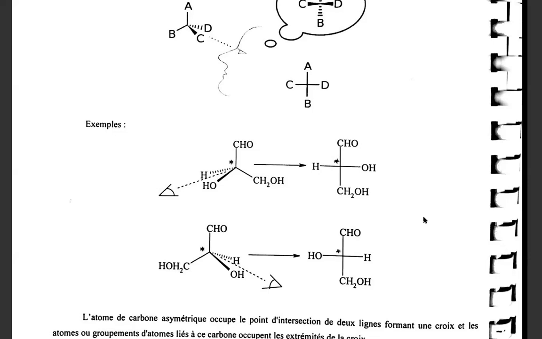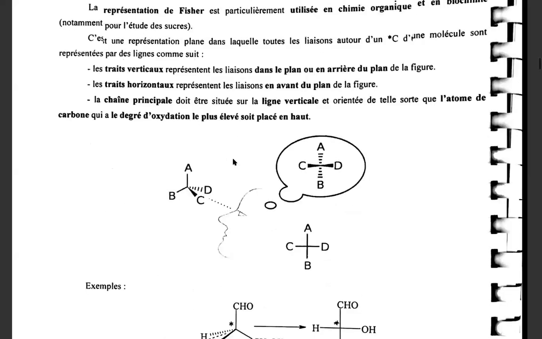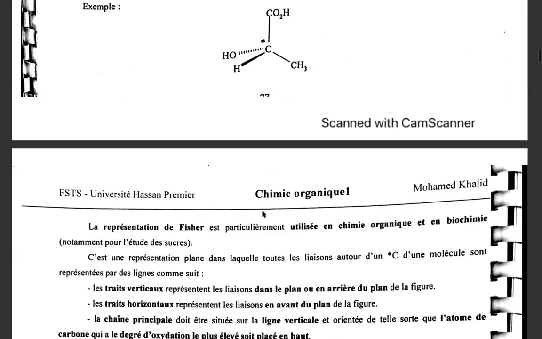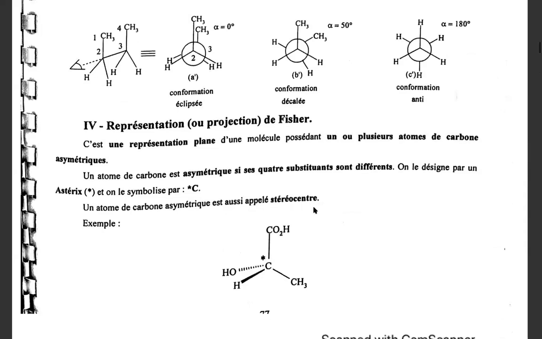And I said, for those that are taking biochemie, a carbon that is asymmetric will always be represented by an asterisk, which is a star. You'll be representing this carbon here with a star because it is asymmetric. It has got 4 different substituents. So this is what Fischer's projection is based on. Fischer's projection is based on the principle of the stereo center. It is based on the principle of the carbon asymmetric, which is also called the stereo center.